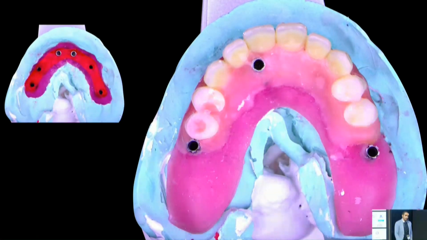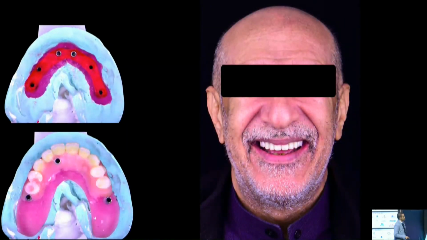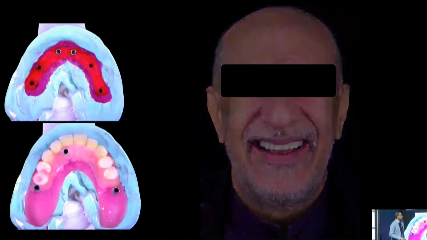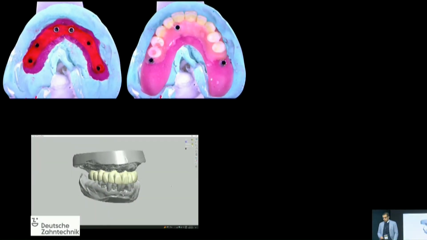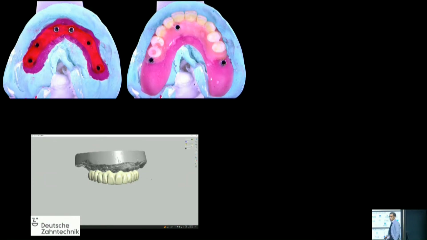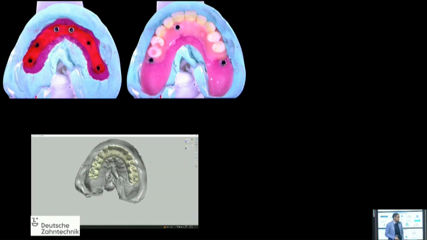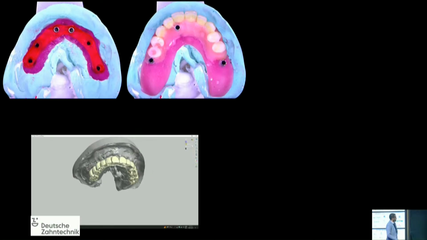I think this is a very good way to secure your base plate and have a much more accurate interocclusal record. Go ahead and try it in the patient's mouth, have it approved, and then go back to my good friend Dusan to start planning the prosthesis. And again, in this case, it was an interim prosthesis.